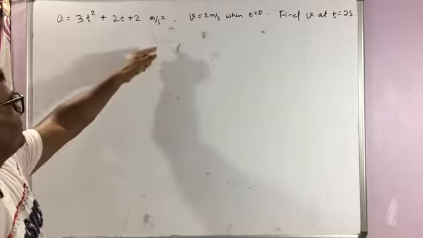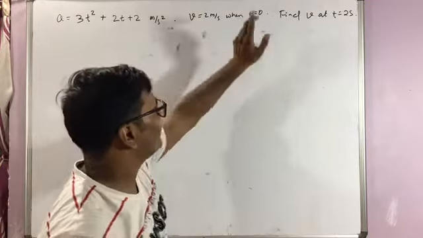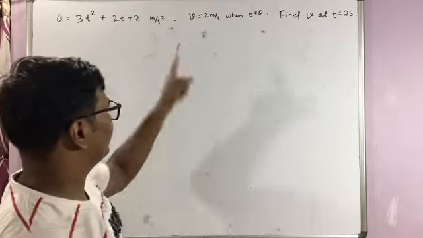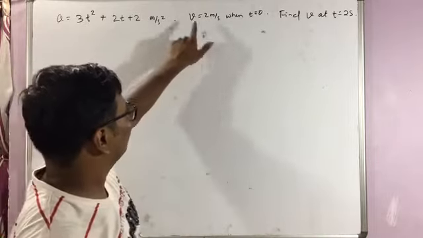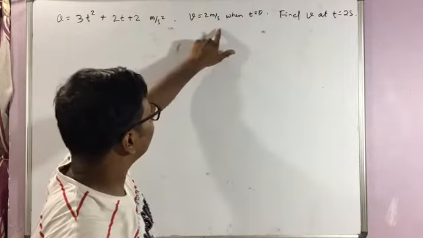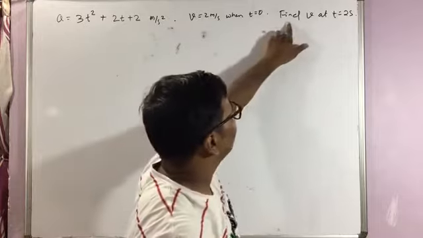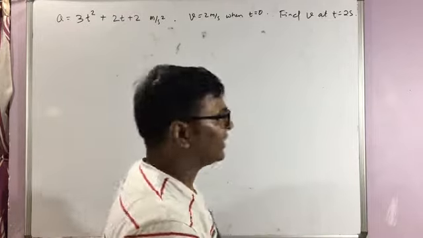This is the question, and the data given is that when t is equal to 0, v is equal to 2 meter per second. This means the initial velocity is given. The question asks: find the velocity at t is equal to 2 seconds.